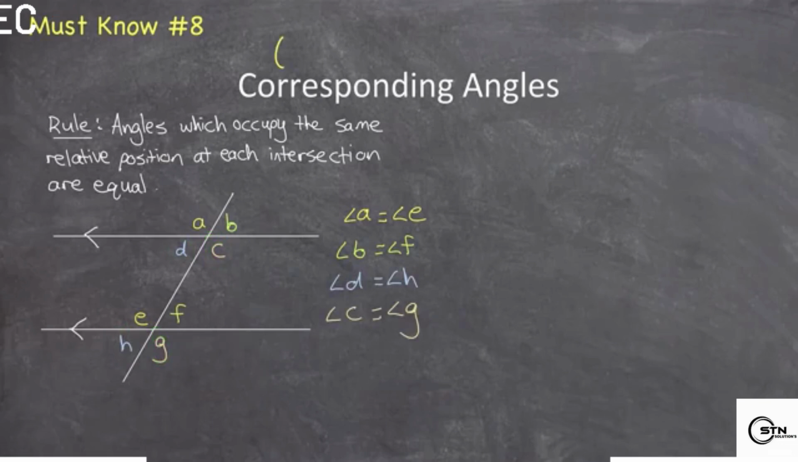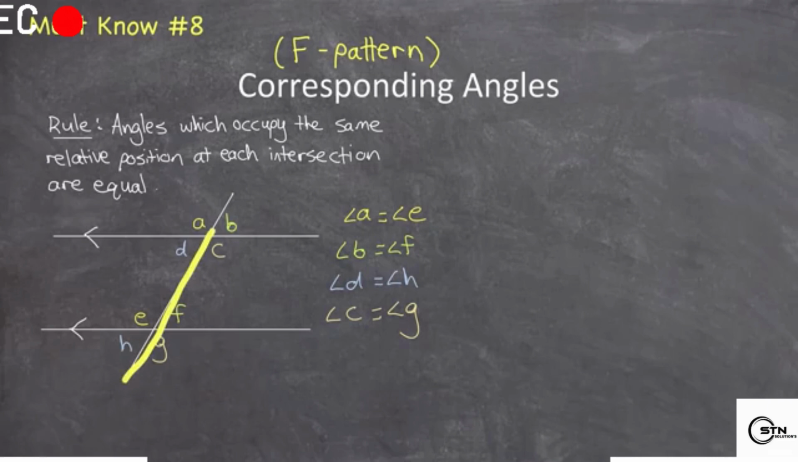Now, sometimes this rule is called the F pattern. It's sometimes called this because if you're to draw the letter F, it can help you find the corresponding angles that are equal.